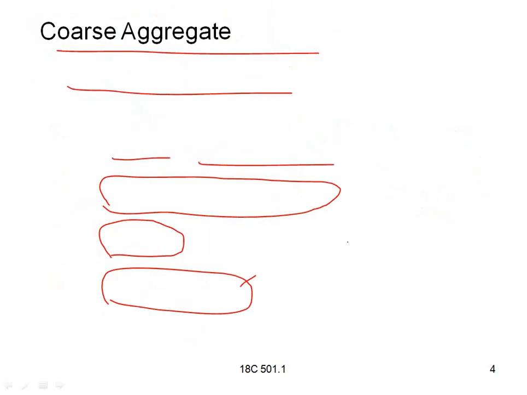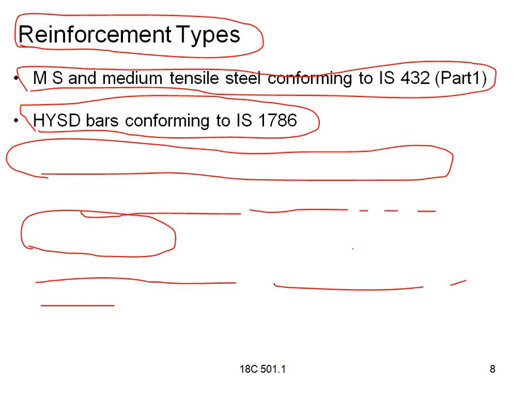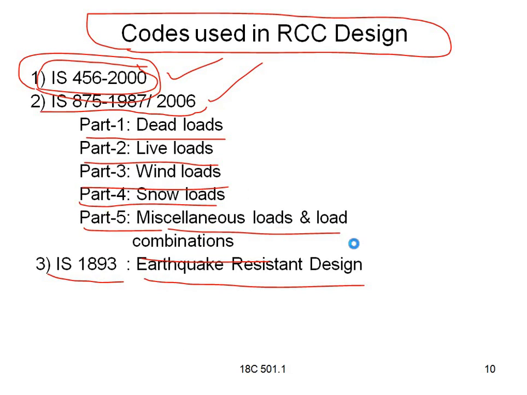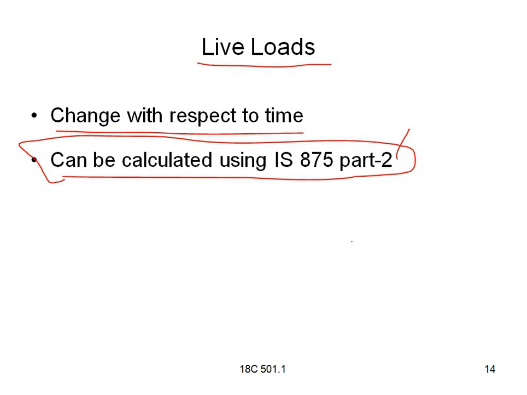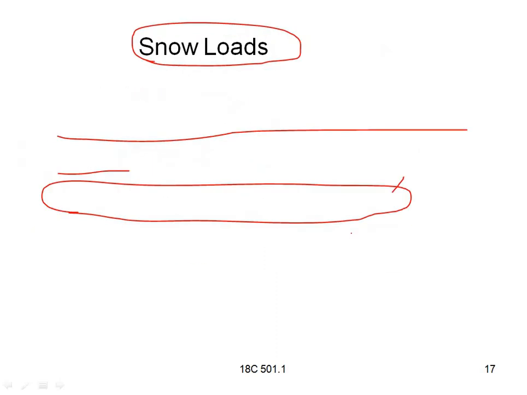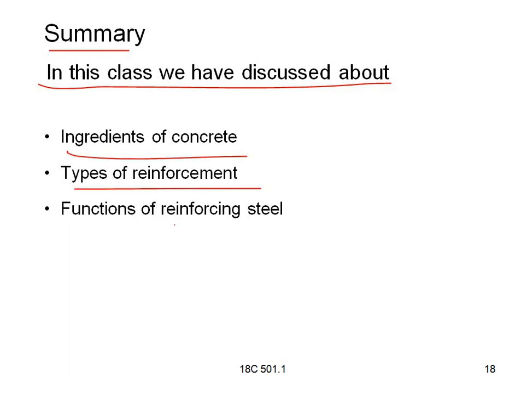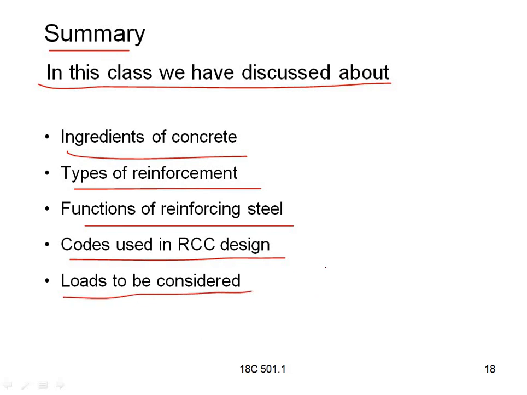So these are the things we have discussed today. Now in the next upcoming class we are going to see some functions in the code book also. So remember, dead loads, live loads, wind loads, earthquake loads, snow loads are very important. So finally, the summary. In this class we have discussed today the ingredients of concrete, types of reinforcement, functions of reinforcing steel, codes used in RCC design and loads to be considered.